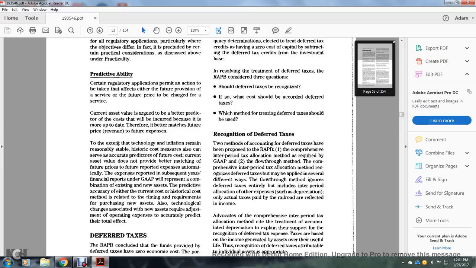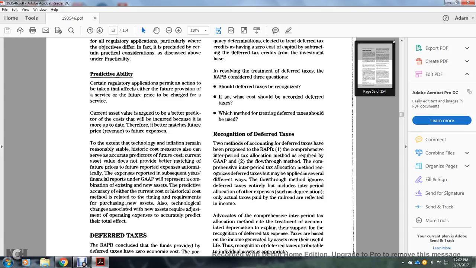To the extent that technology and inflation rates remain reasonably stable, historic cost measures also can be accurate predictors of future costs of current asset values. They do not provide better matching of the future price of the service provided with the expense automatically reported in subsequent years of future financial reports under government accounting principles. The predictive accuracy of either the current cost or the historical cost method is related to the time required for the acquisition of the new assets.